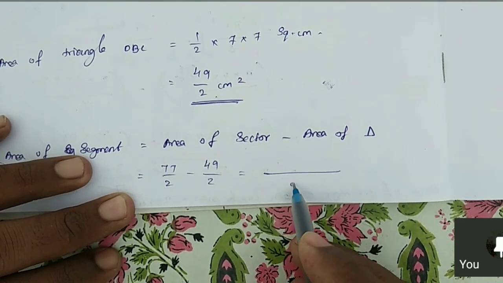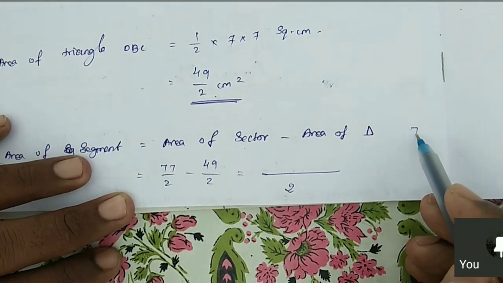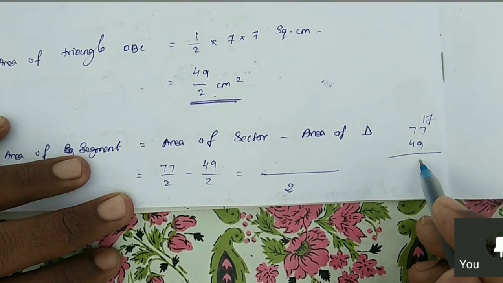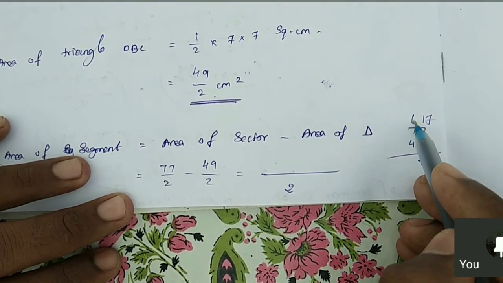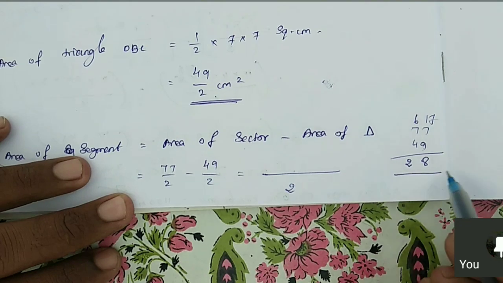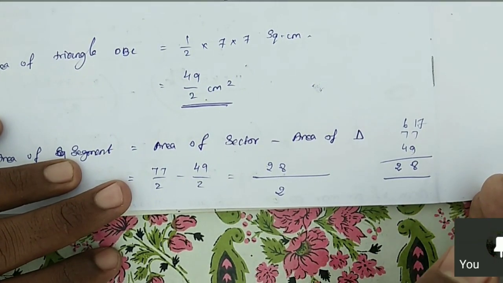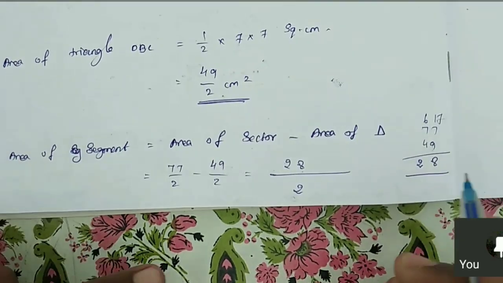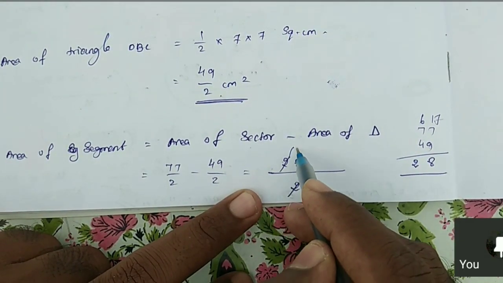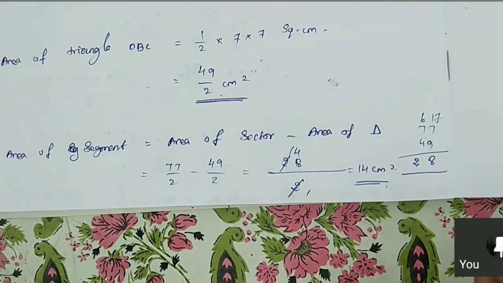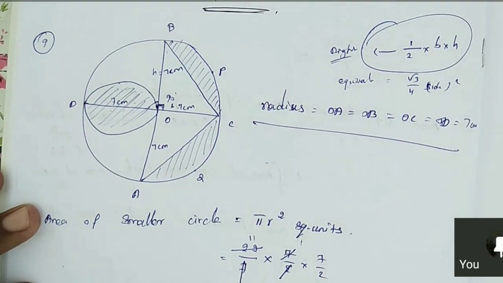So here the LCM is 2. When we subtract, what is it? 77 minus 49. Here 17 minus 9, 8, 4 sevens are 28. Then divided by 2. So what is it? 28 by 2, right? Yes, sir. Okay, now cancel it. 1 2s are 2, 1 2s are 2, 7 2s are 14. So 14 centimeter squared is the area of this single segment, right?